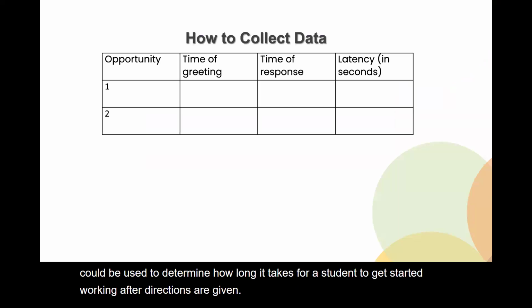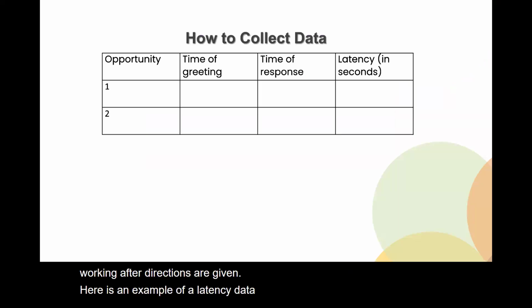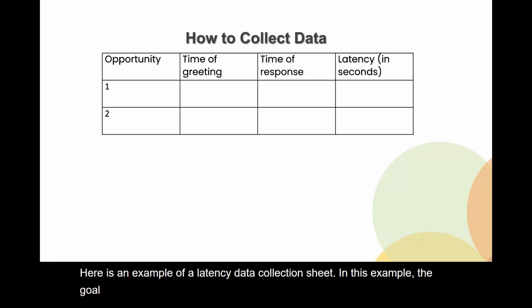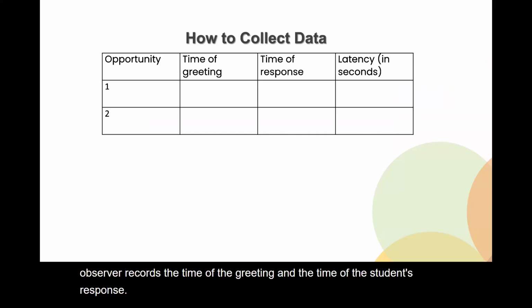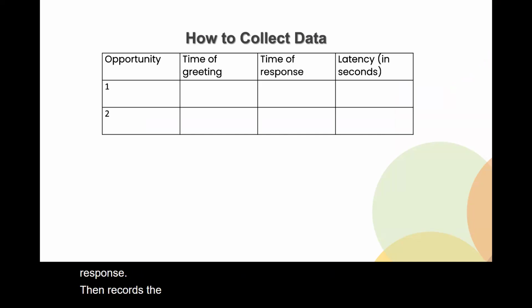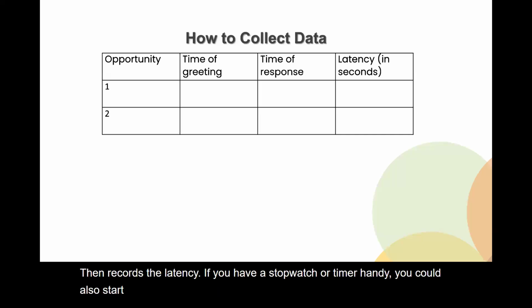Here's an example of a latency data collection sheet. In this example, the goal is for the student to respond quicker to a greeting from a peer. The observer records the time of the greeting and the time of the student's response, then records the latency. If you have a stopwatch or timer handy, you could also start the timer when the other student greets and then stop the timer when the student responds.